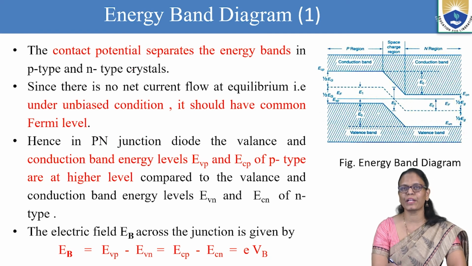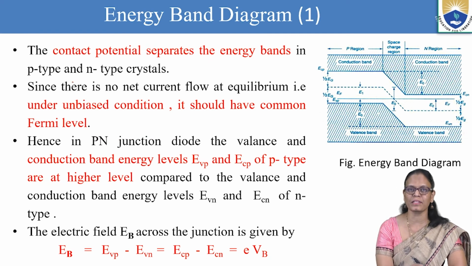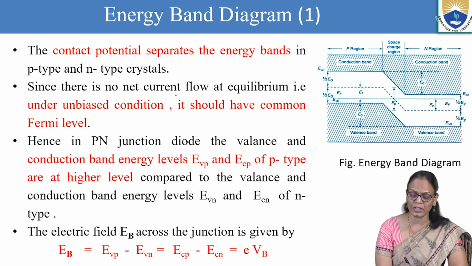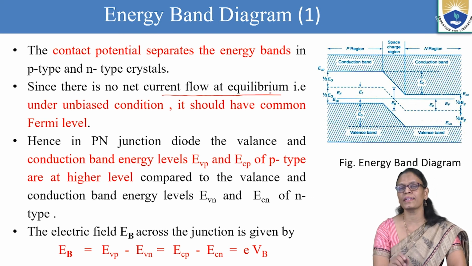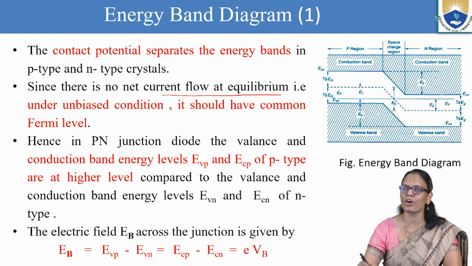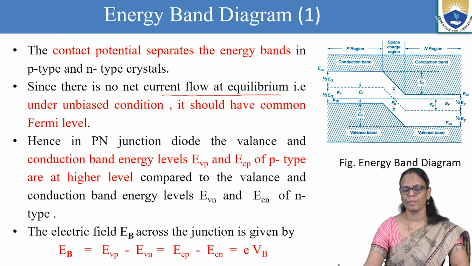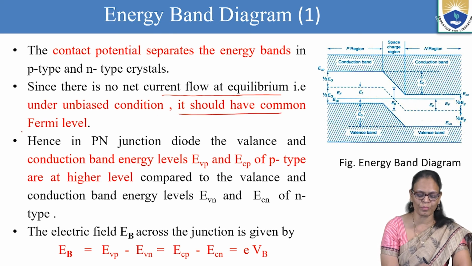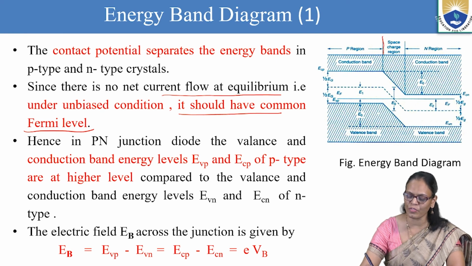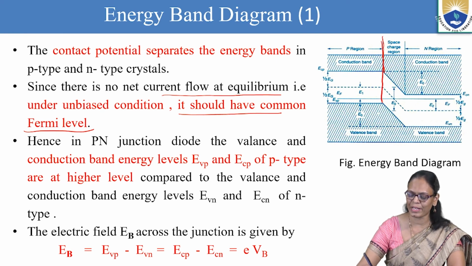Now this contact potential separates the energy bands in the p-type and n-type crystals, since there is no current flow at equilibrium. So when the junction is at equilibrium, it means there is no movement of electrons and holes. So the electrons cannot move from n side to the p side, but it should have a common Fermi level. We have already discussed the Fermi level. Now let us see how the Fermi level is in p type.